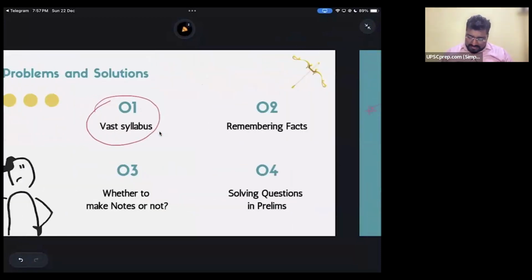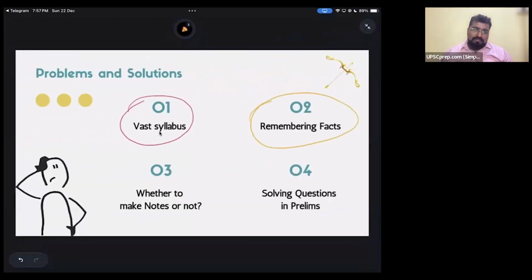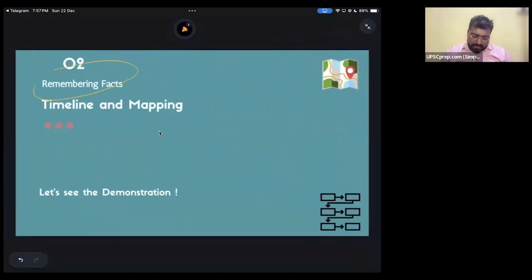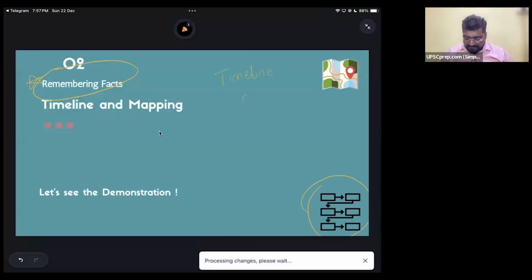से. Second problem, remembering facts. How to remember the facts? How to remember the chronology? Which thing comes first? Which thing comes next? There is a very simple solution to it. Prepare a kind of flow chart. Prepare a kind of timeline chart.